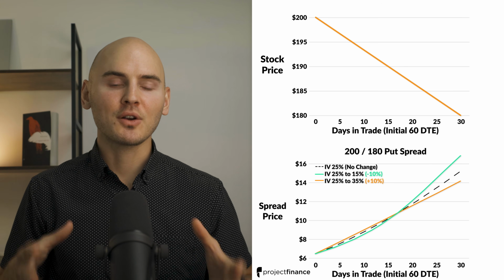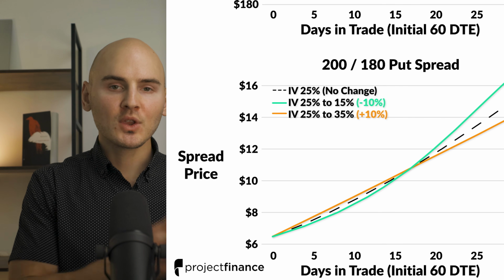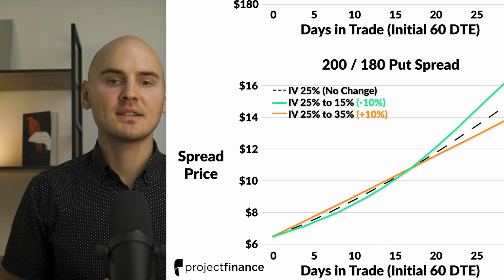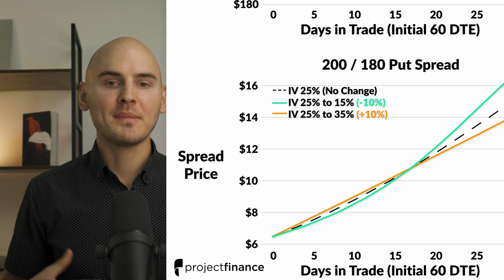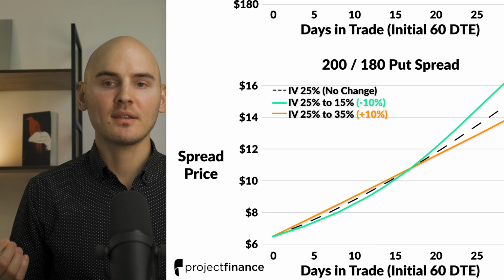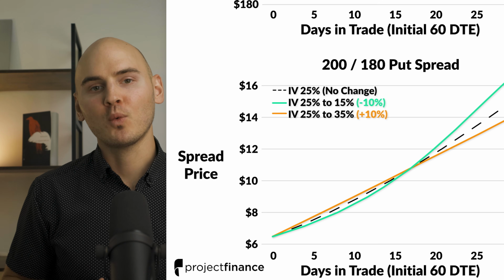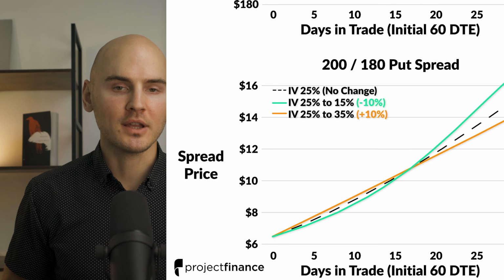However, in the early portion of this trade, when the stock price was closer to the long put strike price, these spreads have positive Vega. Now that means that the spread with increasing implied volatility is going to perform better than the spread in the scenario where implied volatility is falling.